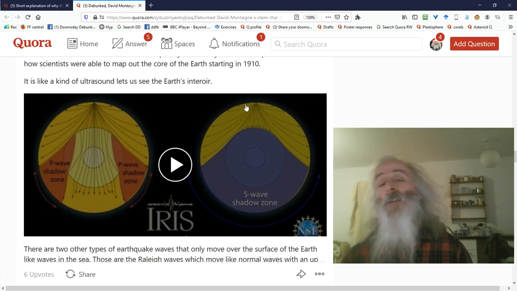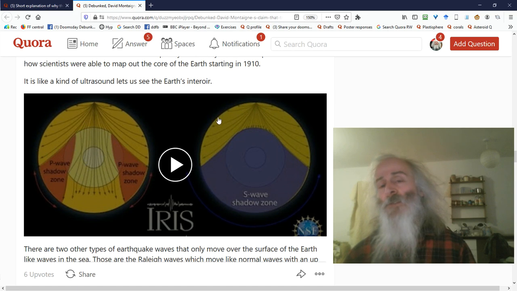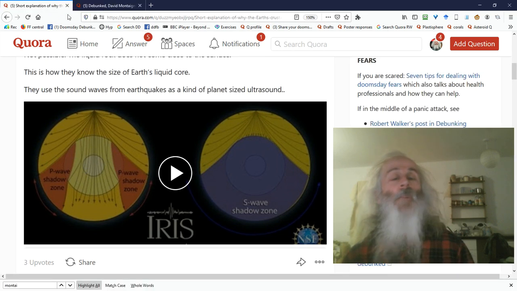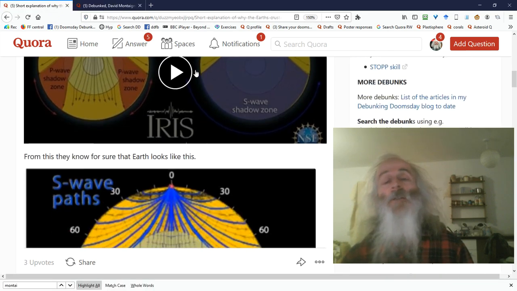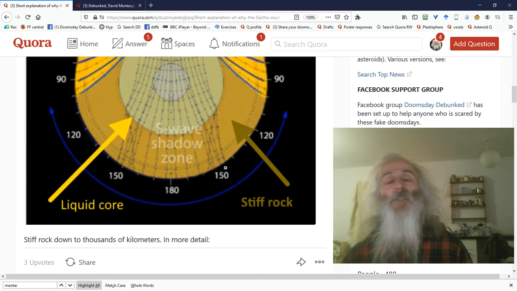There are other kinds of earthquakes that go up and down along the surface of the Earth, but S waves are the ones that go through with this side-to-side motion. So the two main ones are these two. There are some other ones as well. So there you are. I've got that picture, and it shows the S wave and S wave shadow zone. Say that's stiff rock, and there's a liquid core.